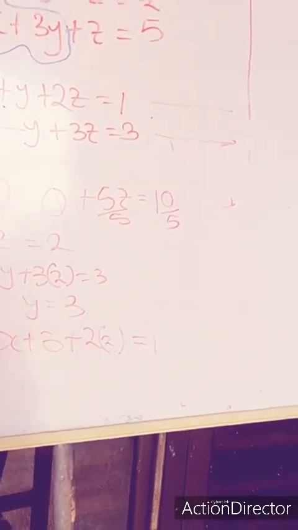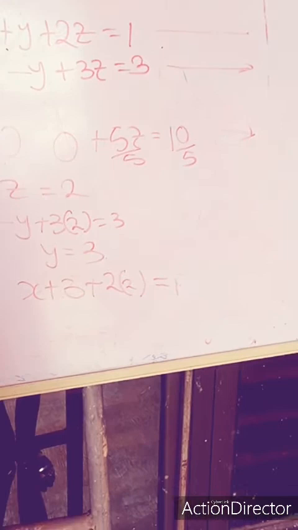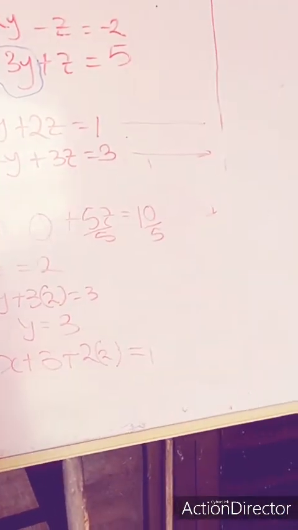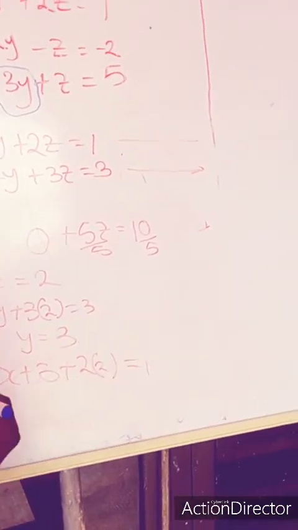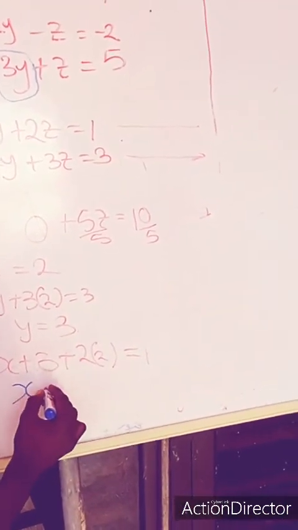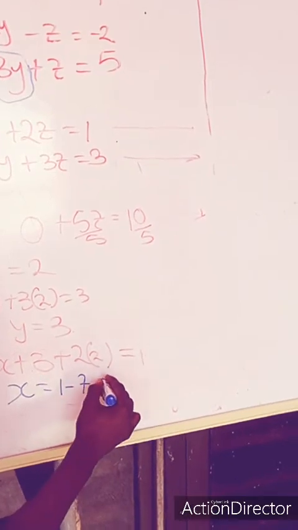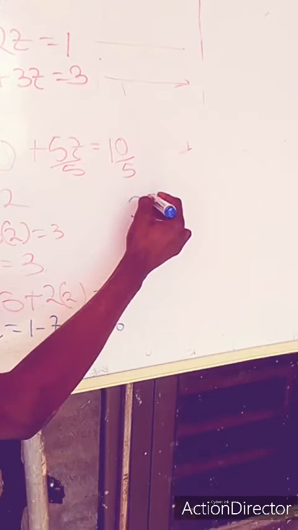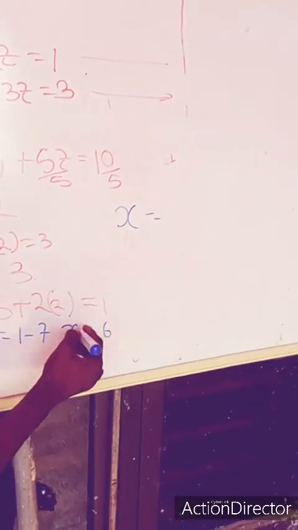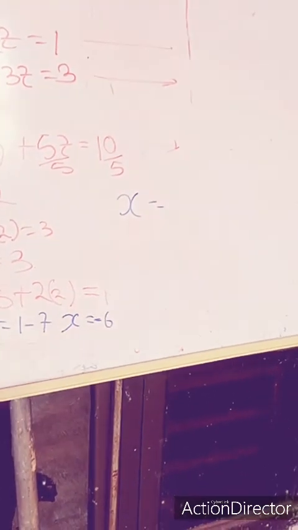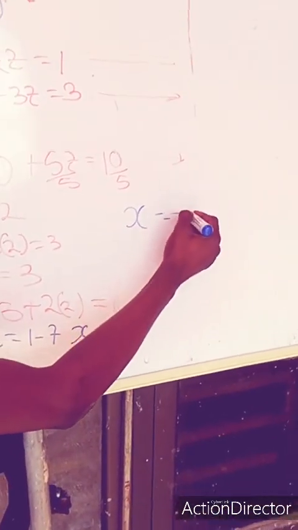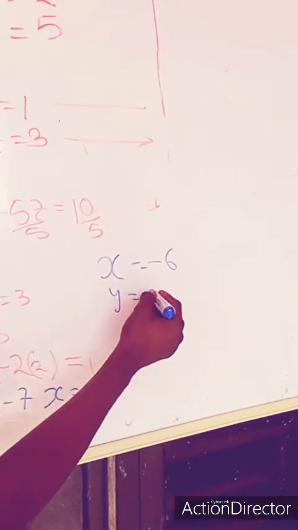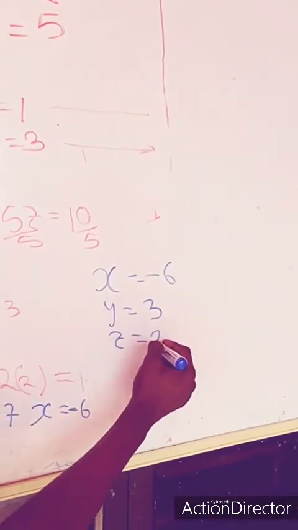All right, are we together? So now let's look at it. 2 times 2 will give us 4. 4 plus 3, that is 7. Now subtract 7 from 1 to get the value of what? X. So x equals 1 minus 7, which will give us x equals minus 6. Sorry, x is minus 6. We've been able to get the value of x as minus 6, y as 3, and z as 2.